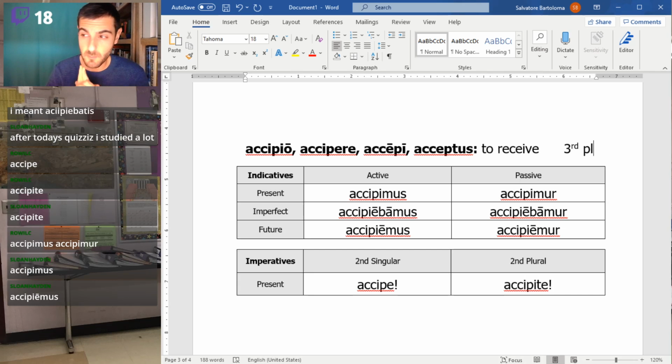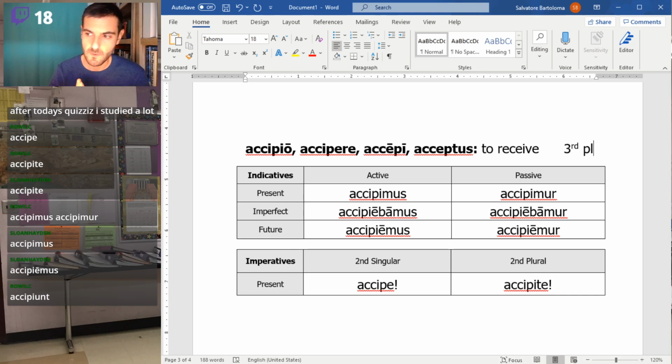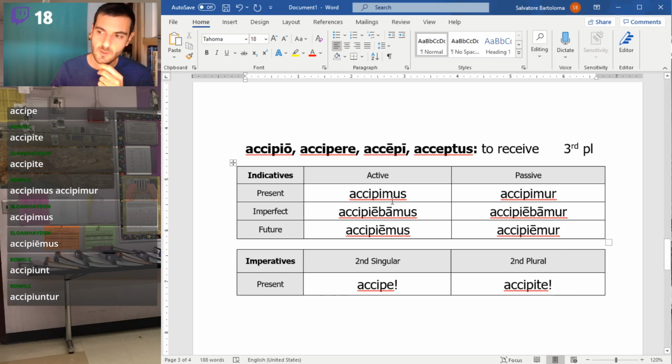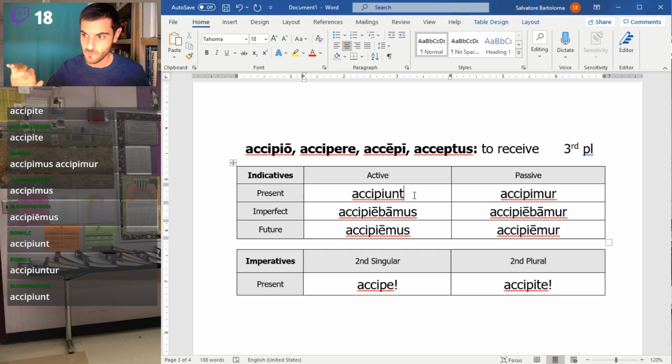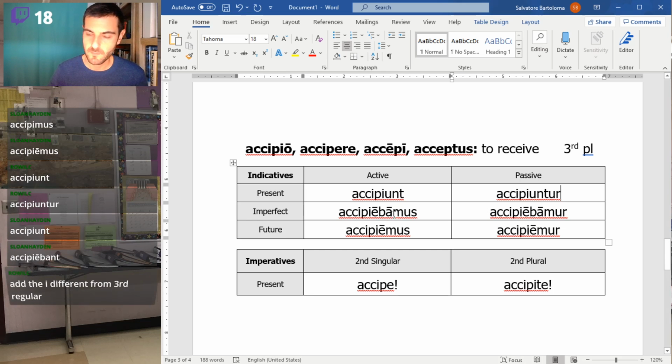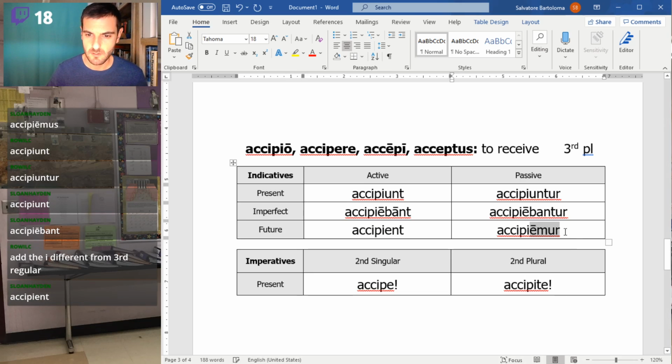Something's going to happen in the present here. We're going to have akipiunt, our third conjugation ending, but we're going to put an I in front of it as well: akipiunt and akipiuntur. And then these guys are easy: akipiebant, akipiebantur, akipiens, and akipientur.